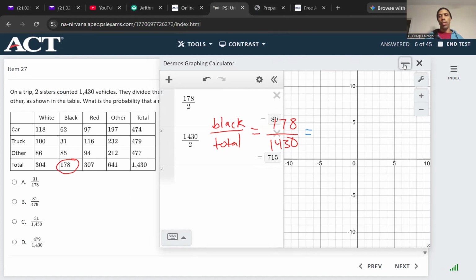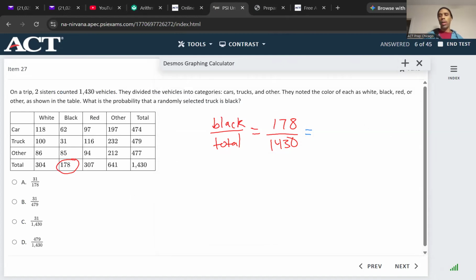Okay, that's not there though. But we'll still write the next step down. So we got 89 over 715. Hmm. All right, looks like I may have done something wrong.